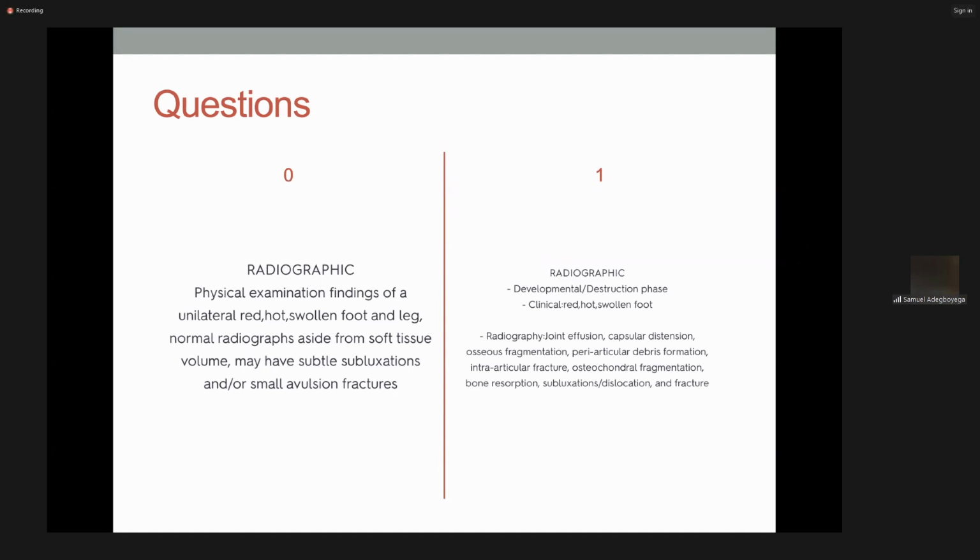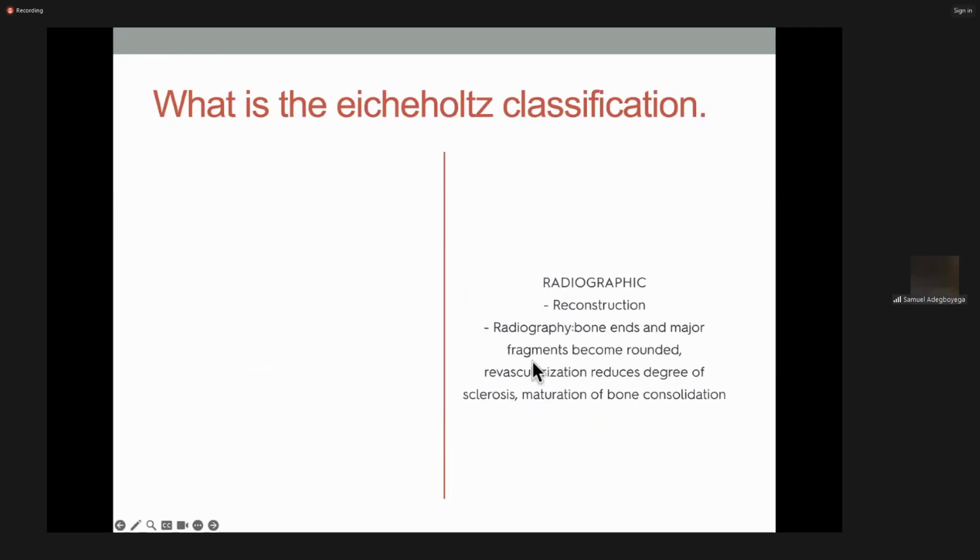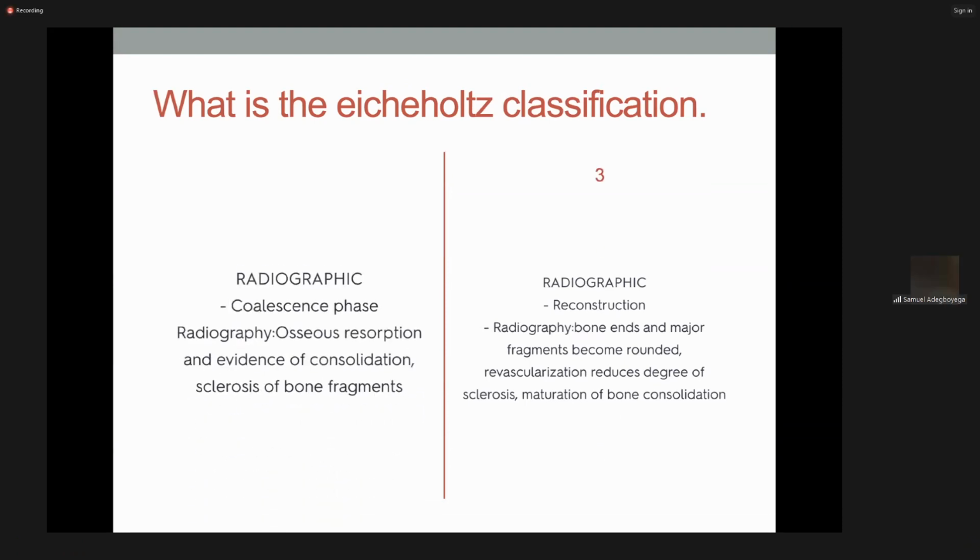Is this good? Are you guys getting this? Yes. Okay. Cindy, are you here? I'm here, Dr. Sam. Cindy, you got the bullet. Let's read it together. Reconstruction. Bone density and major fragments become rounded. You have bone consolidation. What stage is that? Stage 3, right? Yes. Okay.